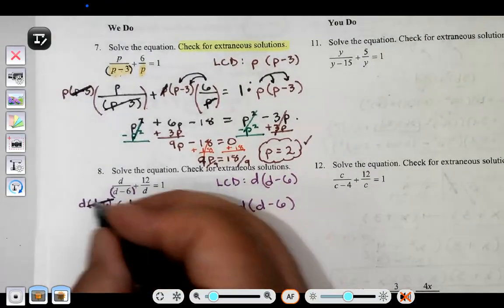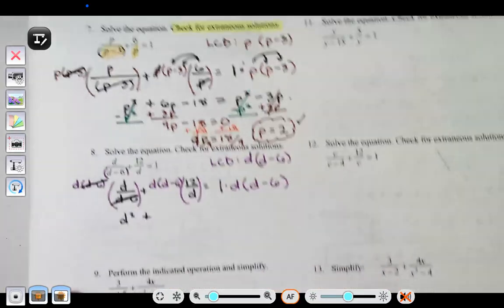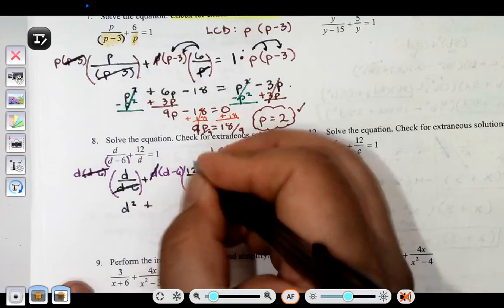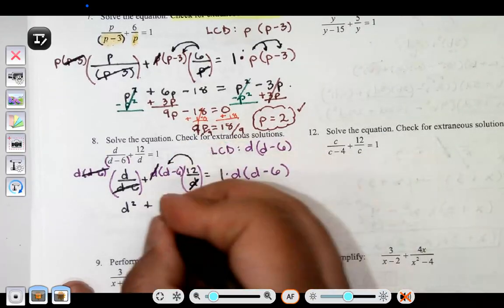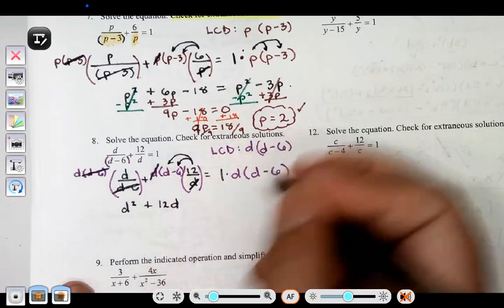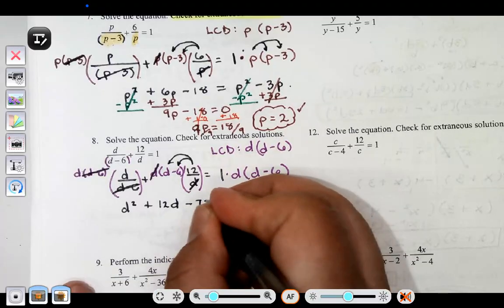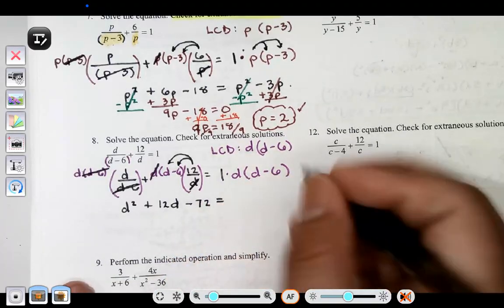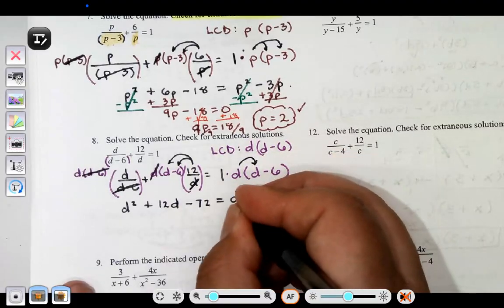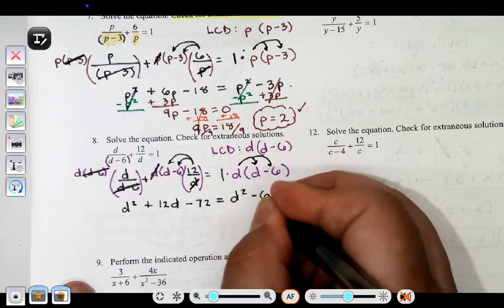D times d is d squared plus, all right, look at this one. This one, the letter d disappears. So a little distribution. 12 times d is 12d. All right, we might need a calculator here, but negative 6 times 12 is negative 72 is equal to, again, nothing cancels on this side, so d times d is d squared, and d times negative 6 is negative 6d.